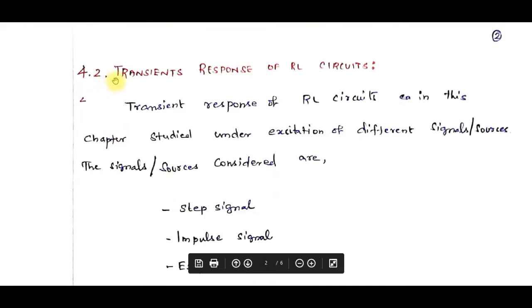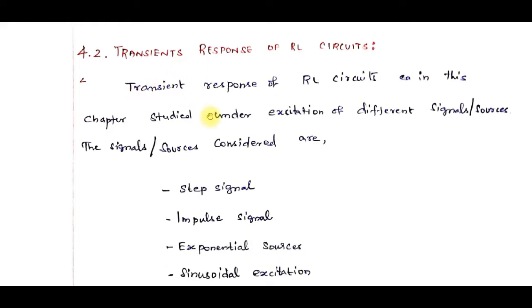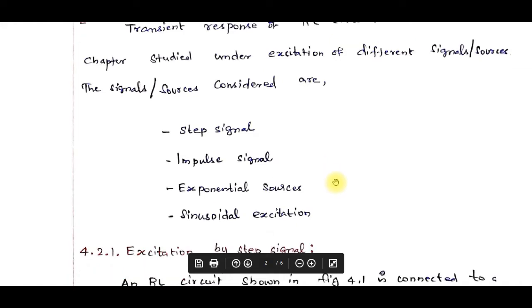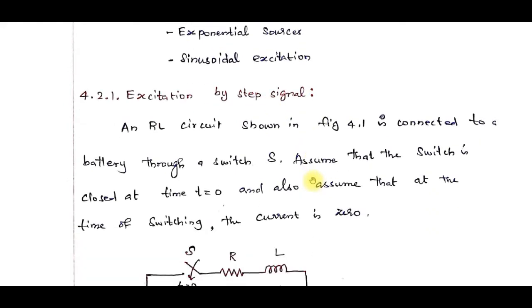Next we are going to see about transient response of RL circuits. In RL circuits, depending upon the excitation, we are going to see the step signal, then impulse signal, exponential source and sinusoidal excitation. So depending on these excitations we are going to see the analysis. First we are going to see excitation by step signal.